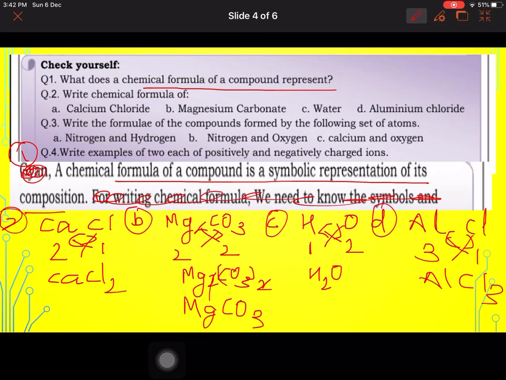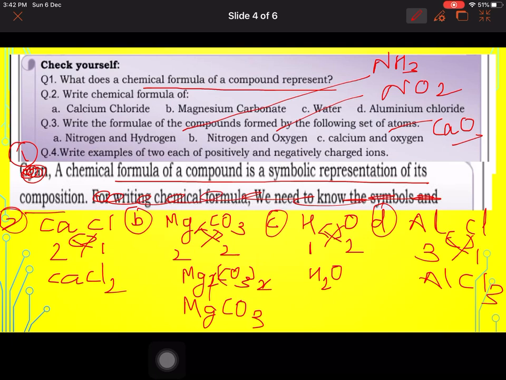Write the formula of the compound formed by the following set of atoms. So we can do it on nitrogen and hydrogen, nitrogen and oxygen, and calcium and oxygen. We have just tried the formula formed by the set of atoms. So nitrogen and hydrogen can form ammonia, NH3. Nitrogen and oxygen you can write NO2, and calcium and oxygen you can write calcium oxide.